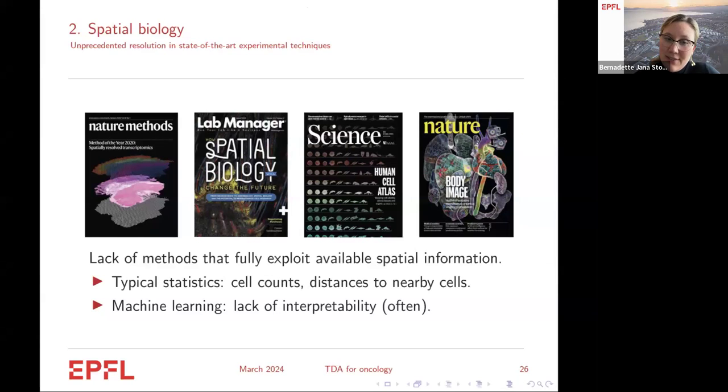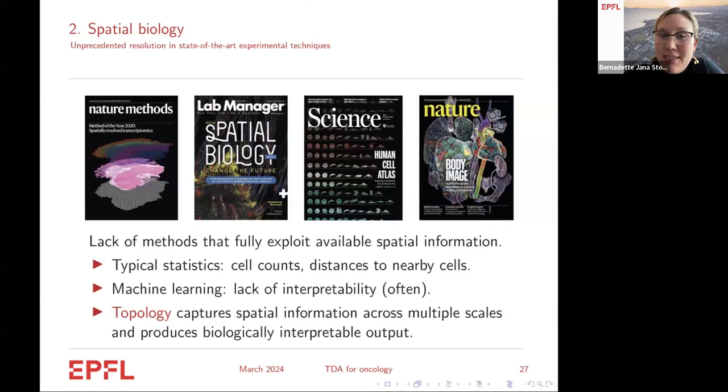So what is very often done is that people start counting cells and then distances to nearby cells of another type, but you completely lose the spatial resolution in this case. Slightly more sophisticated approaches are using machine learning, which can take spatial information into account, but there you lose interpretability. At least this is very often the case, although there's been a lot of advances in this area.